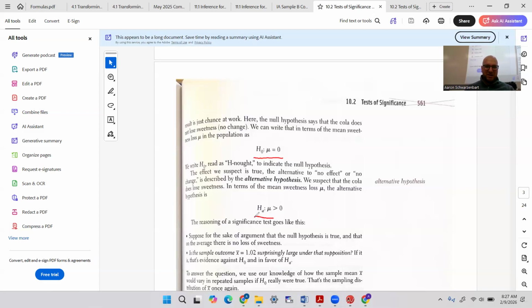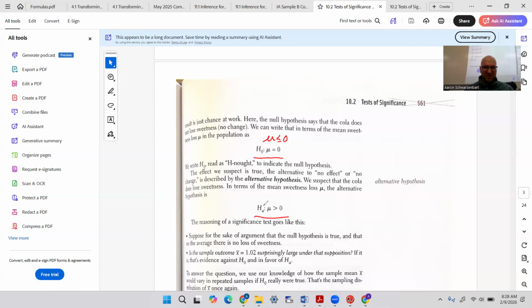So my alternative hypothesis is that mu is greater than zero. We're assuming it doesn't gain sweetness. Effectively, my H naught is mu is less than or equal to zero because it's one-sided. We're just assuming that if it's less than zero, it's only random variation. That makes sense? So if it's truly zero, some of the random variation would be negative. That's a mu.